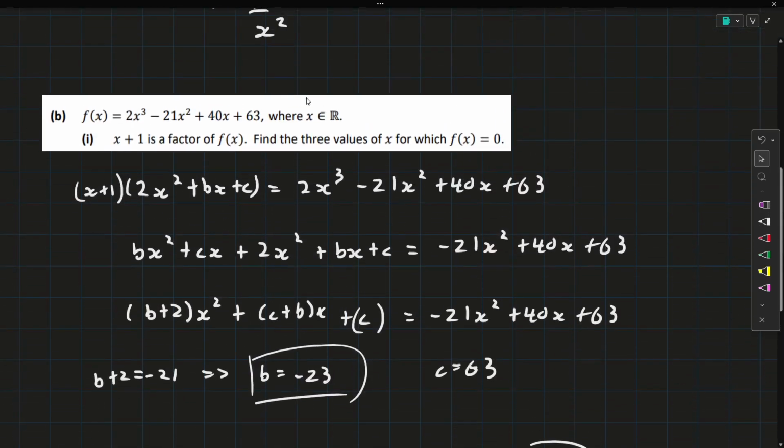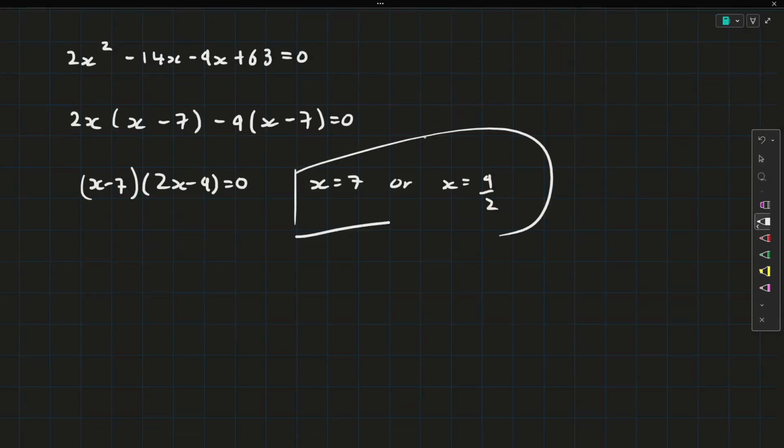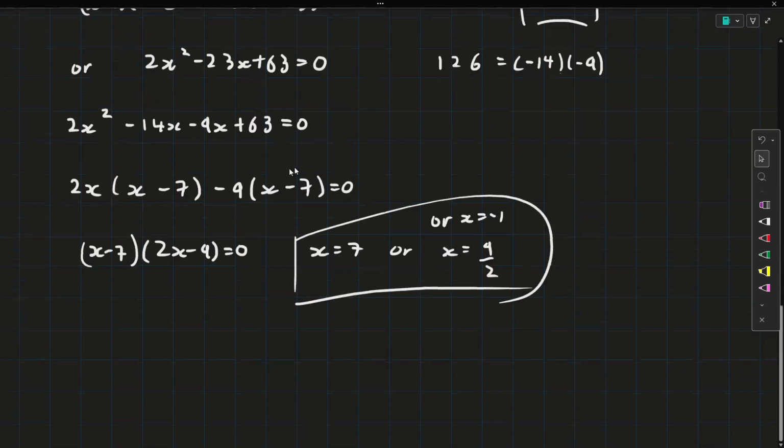They don't say to write it any certain way, do they? Nope. So yeah, these are fine. And then we also have x equals minus 1, which is from up here. So there's our 3 possible values.